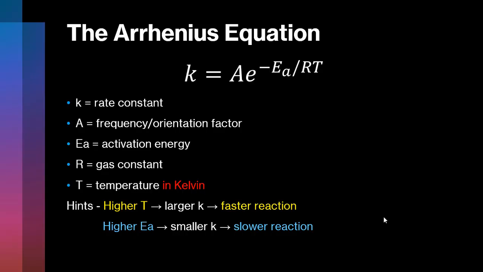So quickly, some hints here. Higher T means we're going to have a larger k, which is going to give us a faster reaction. Mathematically here, higher E sub A, or energy of activation, is going to end up giving us a smaller k and a slower reaction.